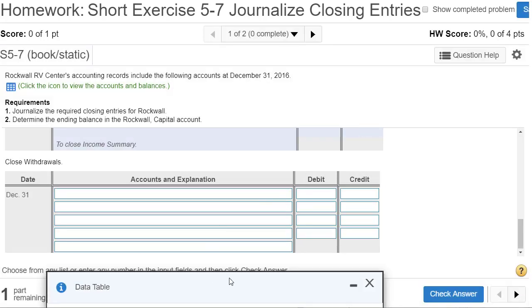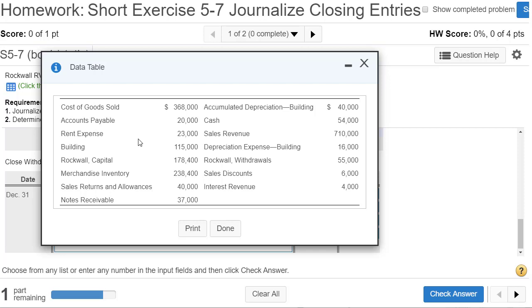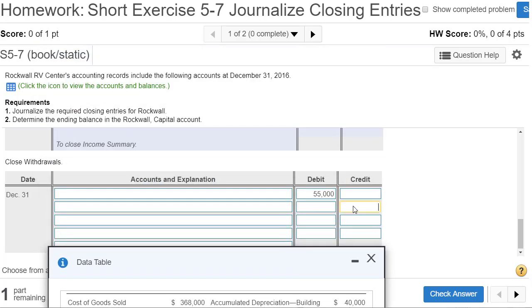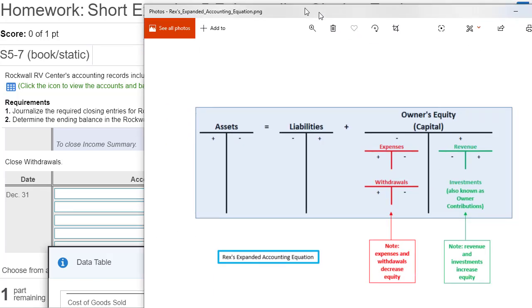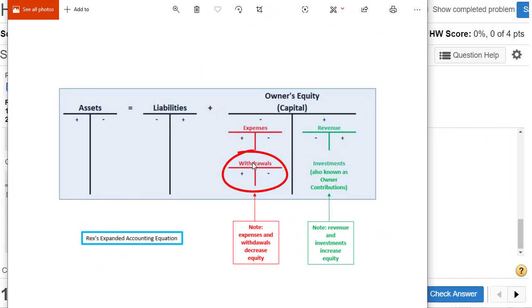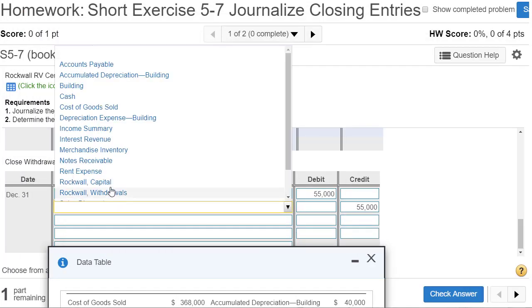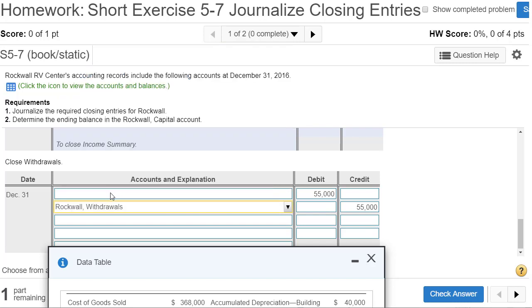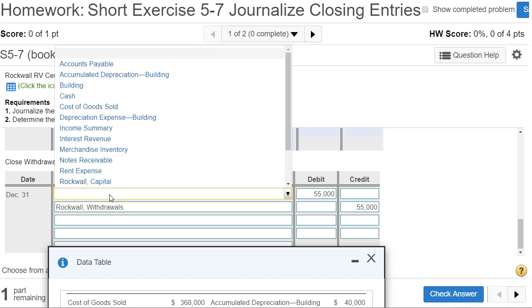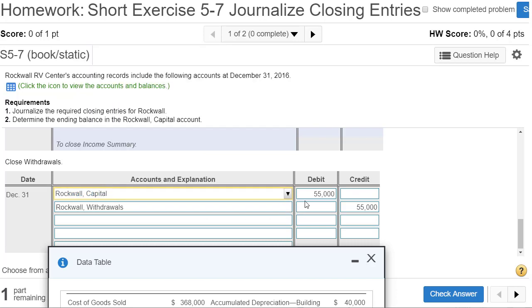And the last one, we're going to close withdrawals. So where are my withdrawals? Here are the withdrawals. We got 55,000. So I can copy and paste that. So how do we close draws? Withdrawals normally have a balance on the left side. Therefore, to close draws, it's going to be on the right side. So my credit account is draws. And where do we close draws to? Capital. So capital should be going down since draws decrease capital.